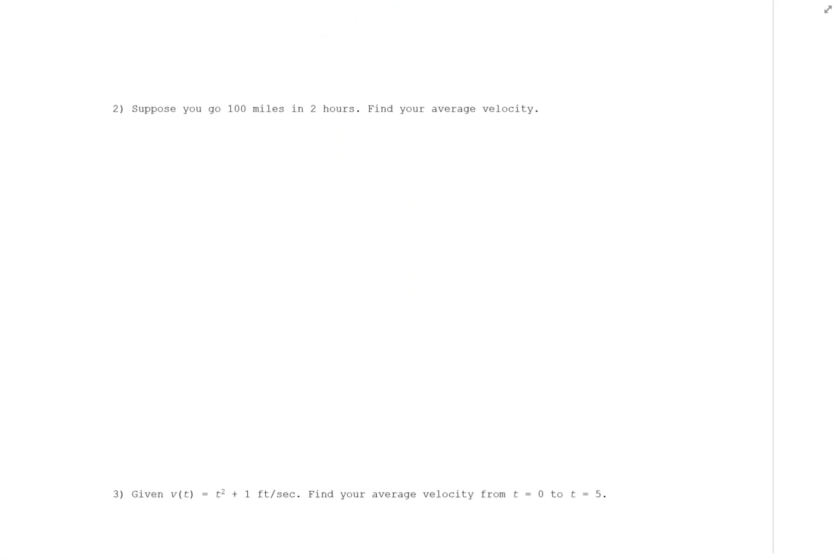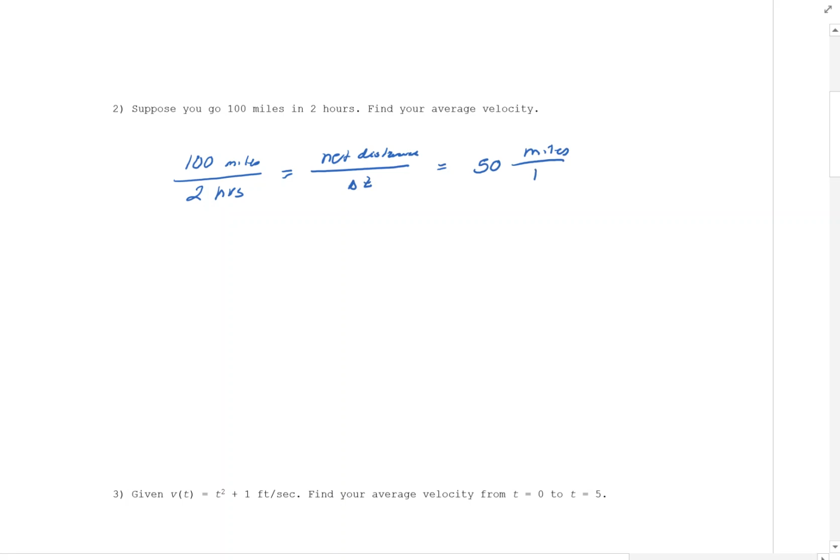Easy enough. Suppose you go 100 miles in 2 hours. Find your average velocity. Well, if I've gone 100 miles in 2 hours, I'm going to take that 100 miles and divide by the 2 hours. That is, I'm going to take my net distance and divide by the change in time, and I'm going to get that I went 50 miles per hour.